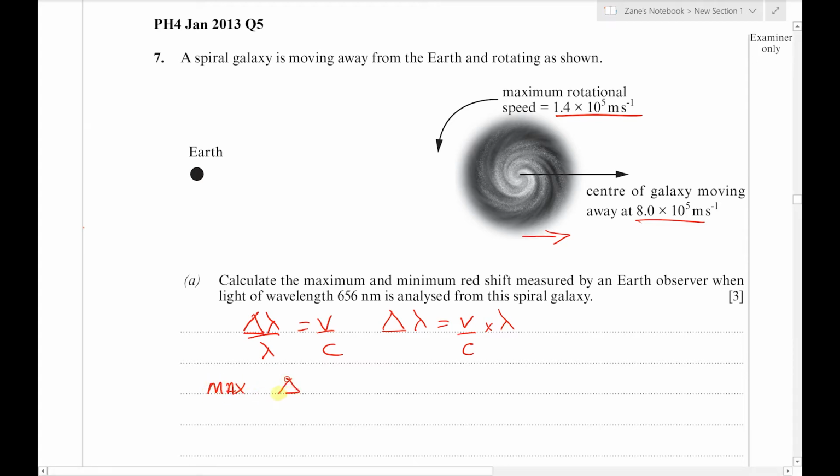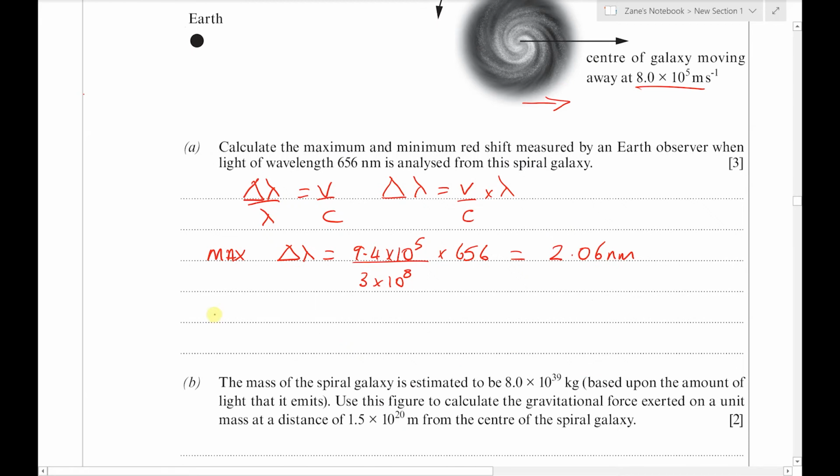So our maximum delta lambda is going to be that maximum speed of 9.4 times 10 to the 5, that's the 8 times 10 to the 5 plus the 1.4 times 10 to the 5, over the speed of light, and multiplied by the base wavelength of 656 nanometers. I'm going to leave it in nanometers, I'm just going to remember to give my answer in nanometers. So putting those into the calculator gives us 2.06 nanometers. 3 significant figures is justified because of this wavelength, but you could go with 2 because of the speeds there.